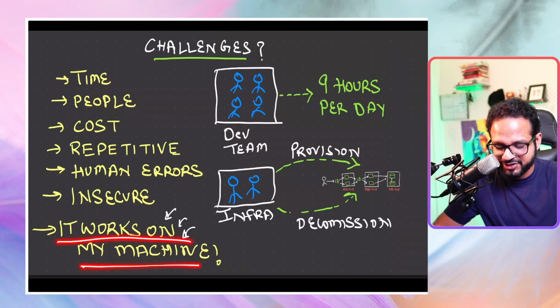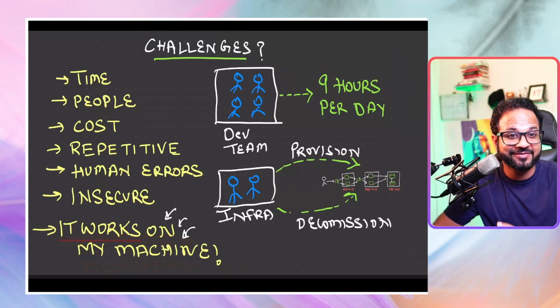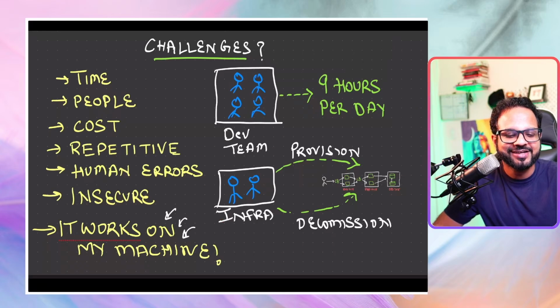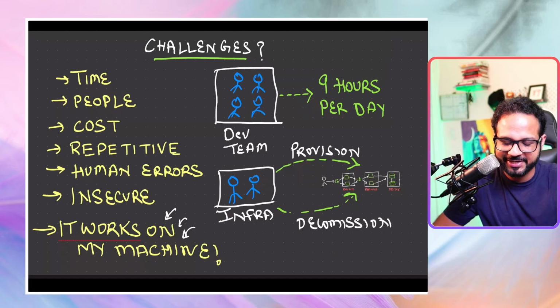And last but not the least, you will always face this issue: it works on my machine. You might have heard it. If you are a working professional, you might have heard this statement a lot of times, that it is working on my machine. So what happens is, whenever developers write code, no hate to developers, just sharing an example.